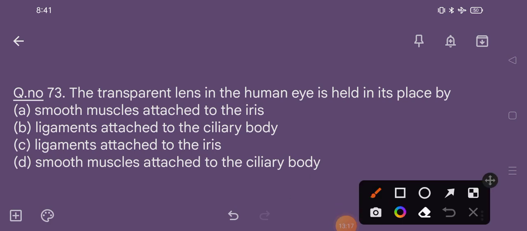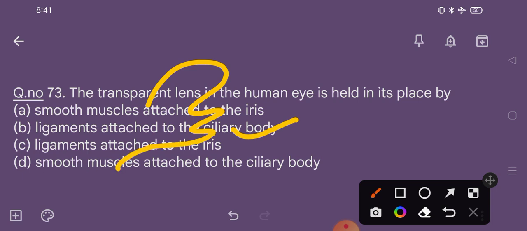Now question number 73 is: the transparent lens in the human eye is held in its place by: option A is smooth muscles attached to the iris, option B is ligaments attached to the ciliary body, option C is ligaments attached to the iris, and option D is smooth muscles attached to the ciliary body. So the correct option is option B, that is ligaments attached to the ciliary body.